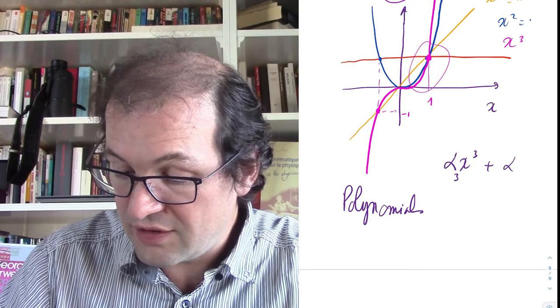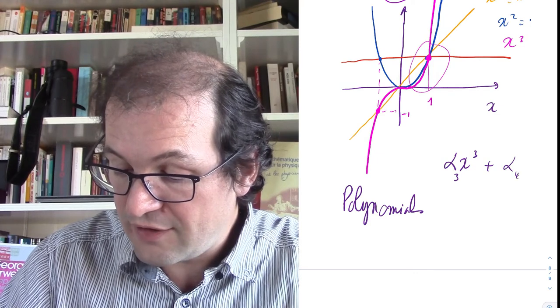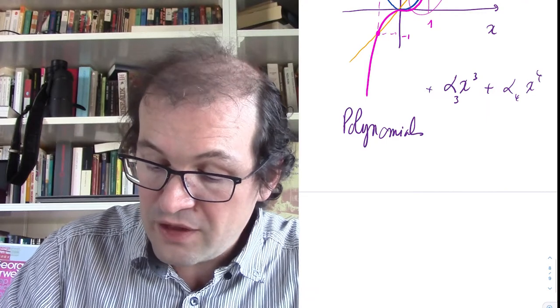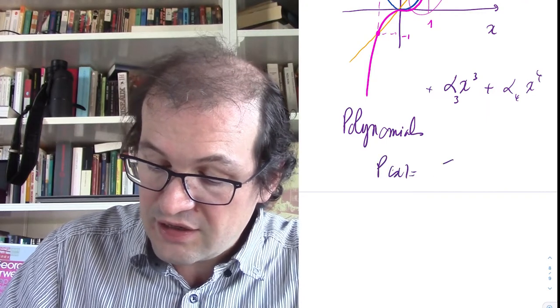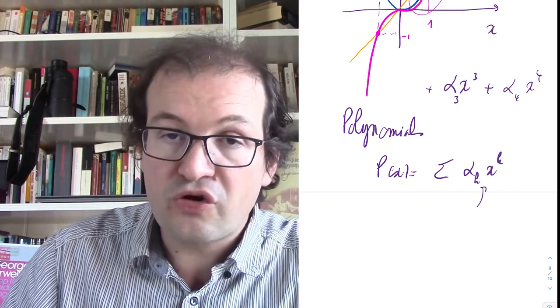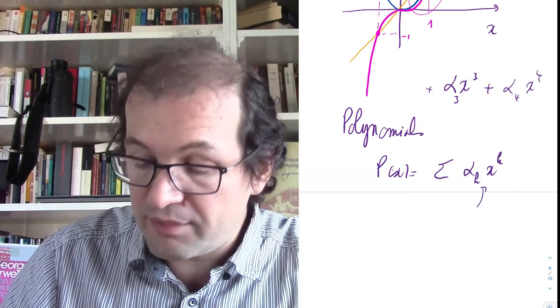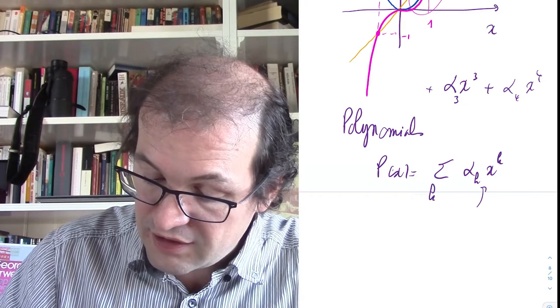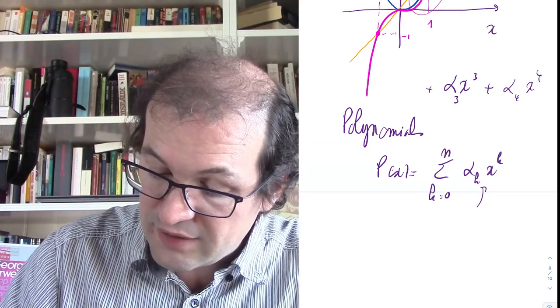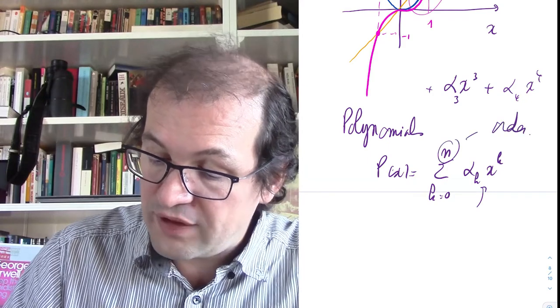So we can add the rescaled fourth power like this and do the same on the other side. That gives us, in the most general case, something like this: the sum of alpha_k x^k. It's the linear combination, the sum of the rescaled powers. So that's what the polynomial is. It starts from zero, in which case it gives us a constant, and it goes up to n. This is called the order of the polynomial.